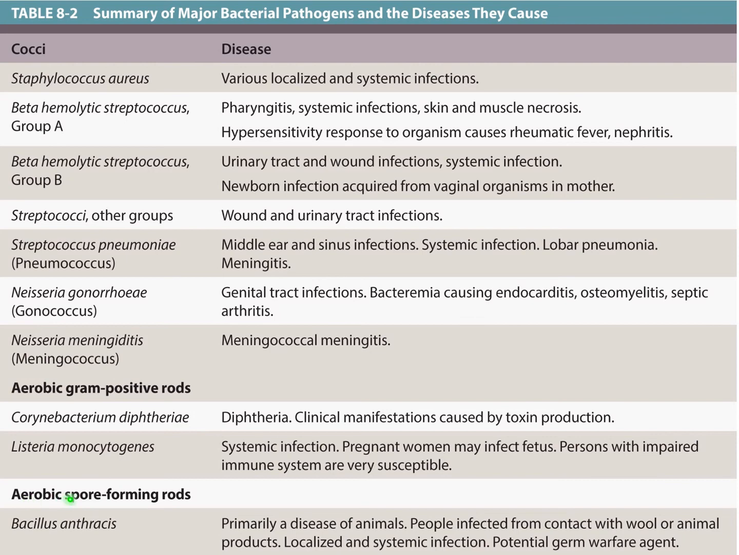And then of the aerobic spore-forming rods, we have Bacillus anthracis, which is one of our major pathogens. And this is primarily a disease of animals, but people can become infected from contact with the wool or animal products. There are three forms of anthrax in humans. The most common form is the cutaneous form, which fortunately is the most curable. The deadly form is the inhalation form of anthrax, which is the one that we heard about in the early 2000s with the anthrax spores going through the mail. And a GI form of anthrax, which is fairly rare in humans.